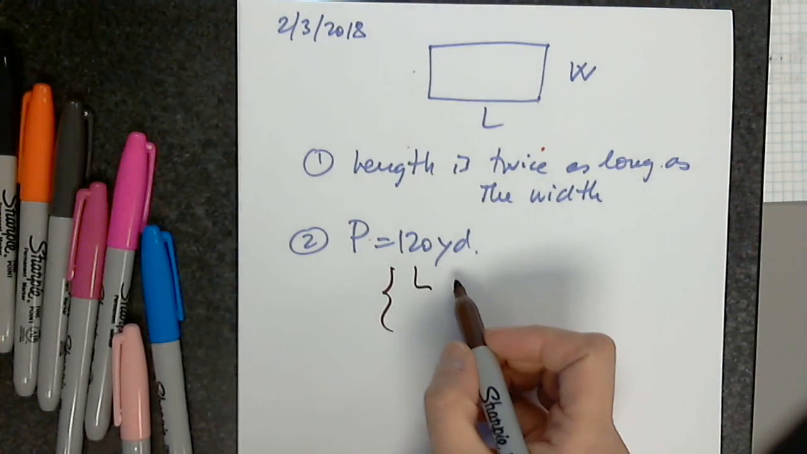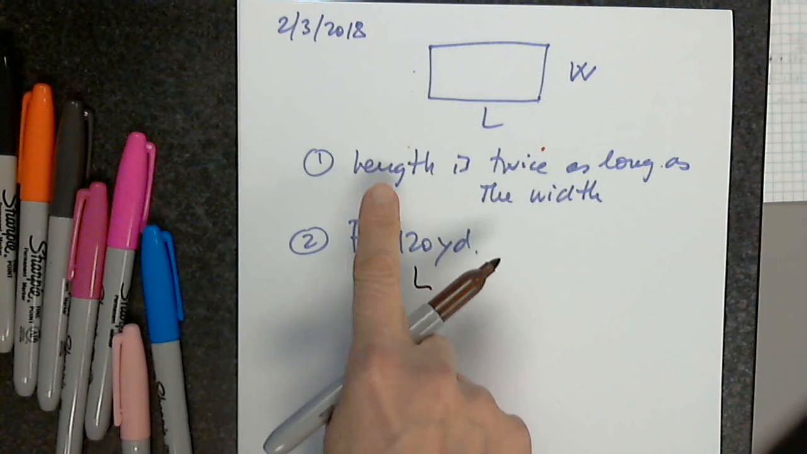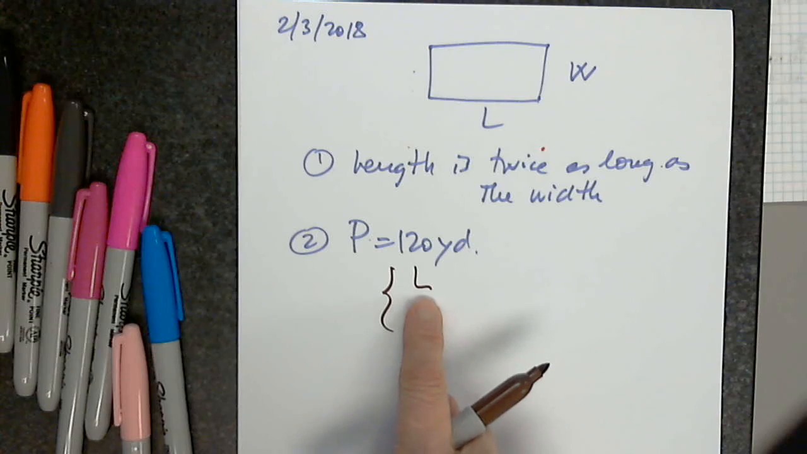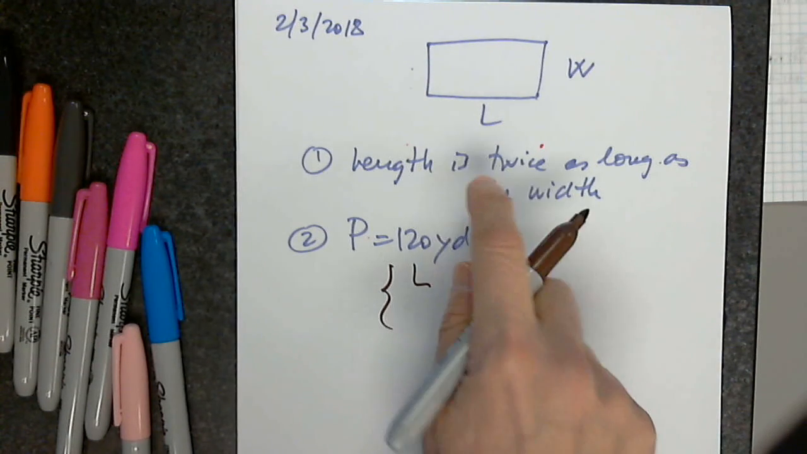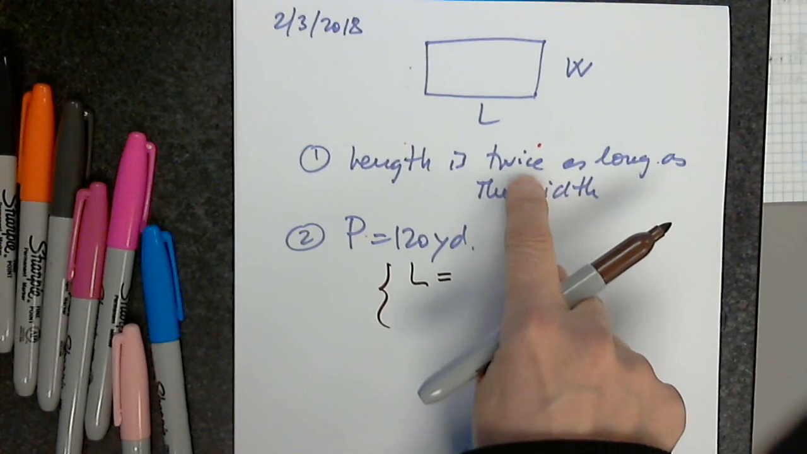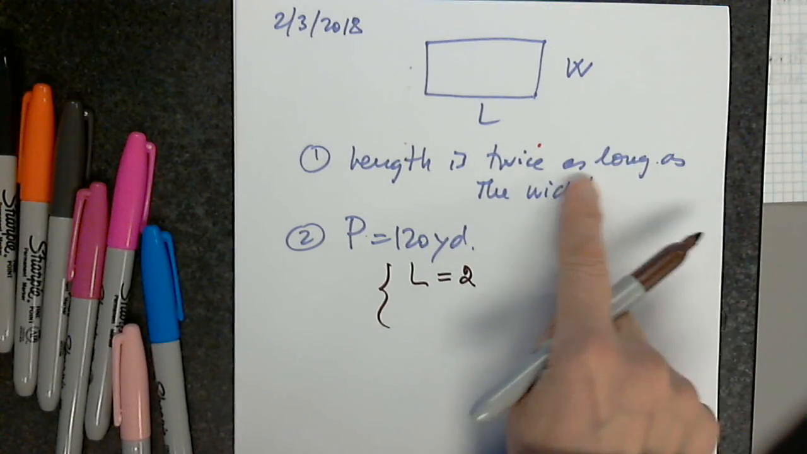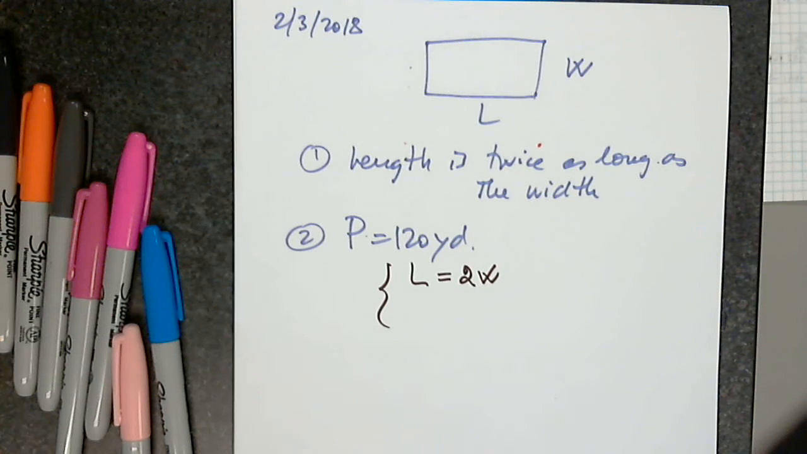L equals 2W. Awesome. All we have to do is just read the sentence maybe several times. Maybe you will not click the first time. So just try to read it and say length is twice the width. Are we in agreement with this first equation? Yes? Good. So this is done.